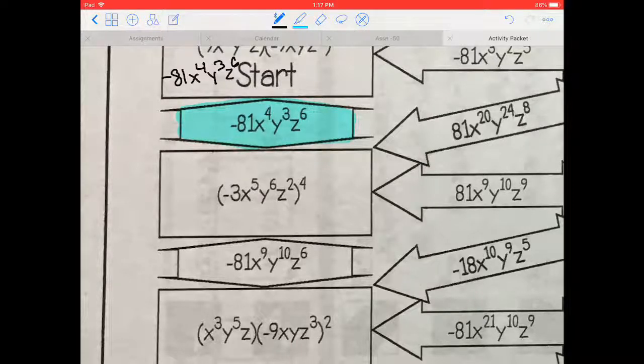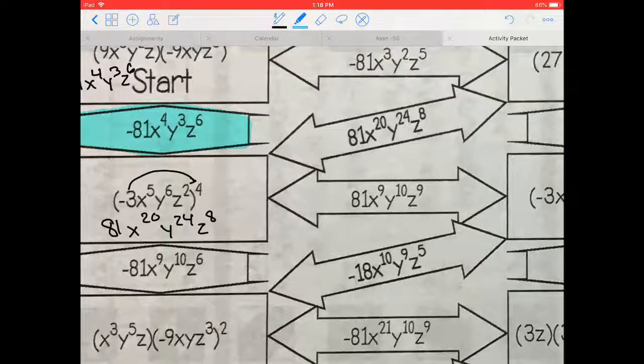All right, negative 3 to the 4th power is 81, positive 81, because your exponent is an even number. We talked about that in class. And then we have x. We're going to be multiplying all of these exponents because this is the power property. So 5 times 4, this is 20, 24, and 8.